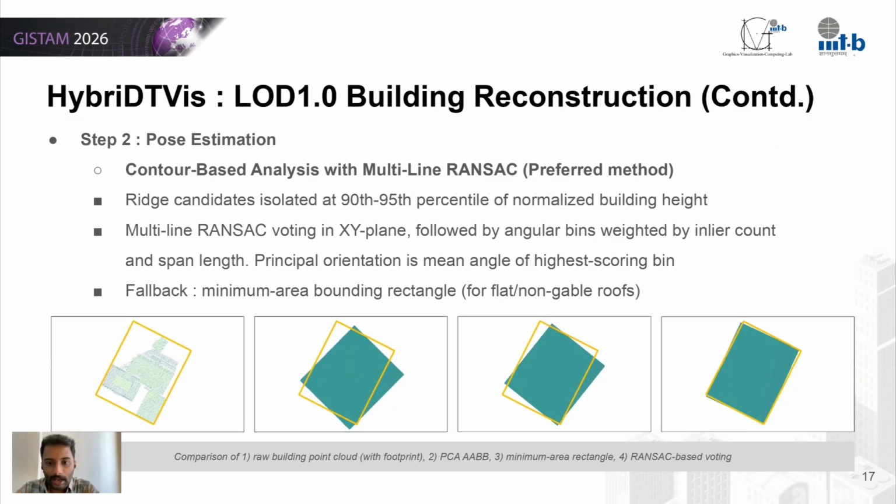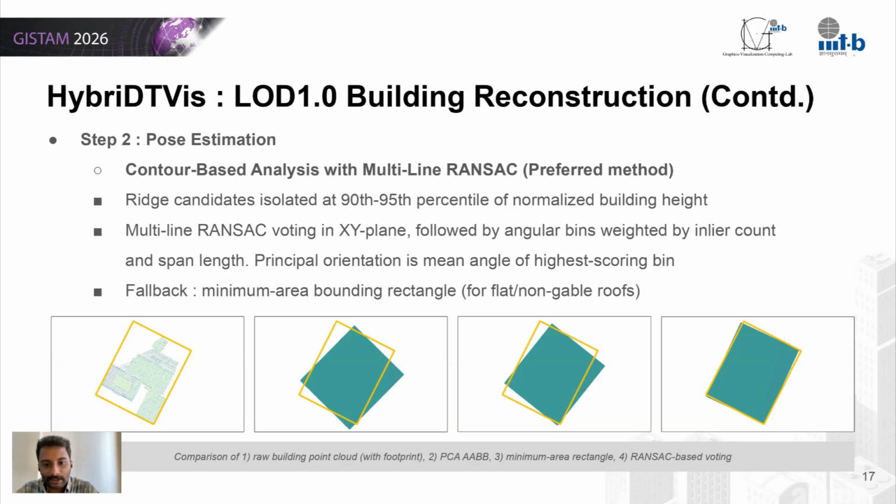Yeah. And for pose estimation, we evaluated nearly 5 techniques. The one I'm presenting here is the method we prefer for large scale reconstruction, a contour based analysis with multi-line RANSAC. So we extract the ridge candidates from the upper percentile of the building heights and use a voting mechanism to determine the dominant orientation. This method performs well across both ALS and MLS datasets, especially for buildings with gabled and hipped roofs. But we are using a fallback as minimum area rectangle whenever needed.